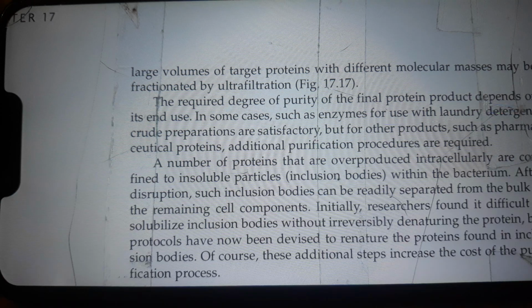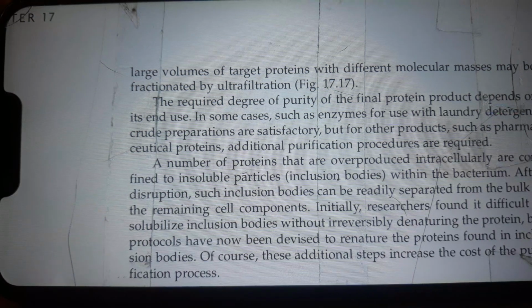The required degree of purity of the final protein product depends on its end use. In some cases, such as enzymes for use in laundry detergent, crude preparations are satisfactory, but for other products, such as pharmaceutical proteins, additional purification procedures are required.